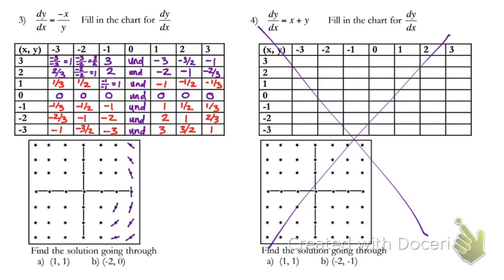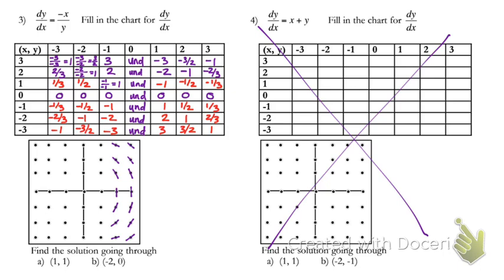Undefined goes straight up and down. Then we have -2, -1, -2/3. So -2 is backwards, but kind of steep. -1 goes a little bit flatter, and then -2/3 goes a little bit flatter. They don't have to be perfect, by the way.